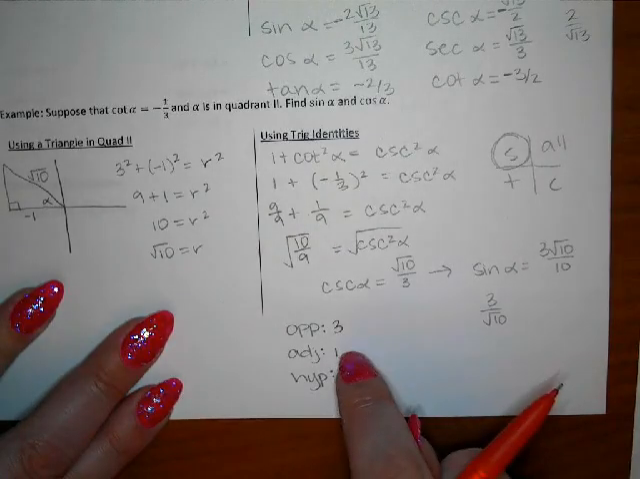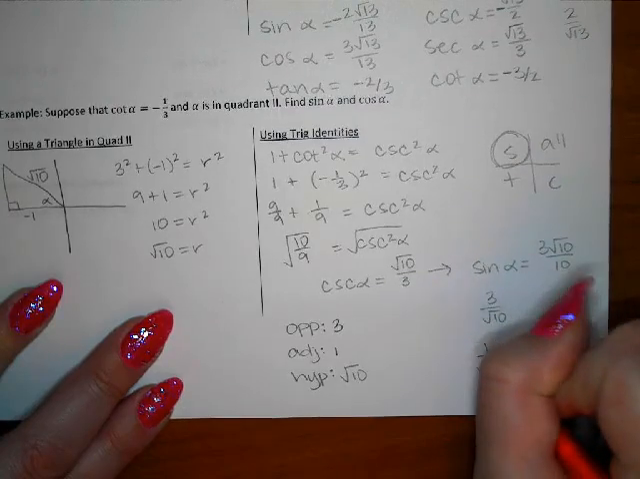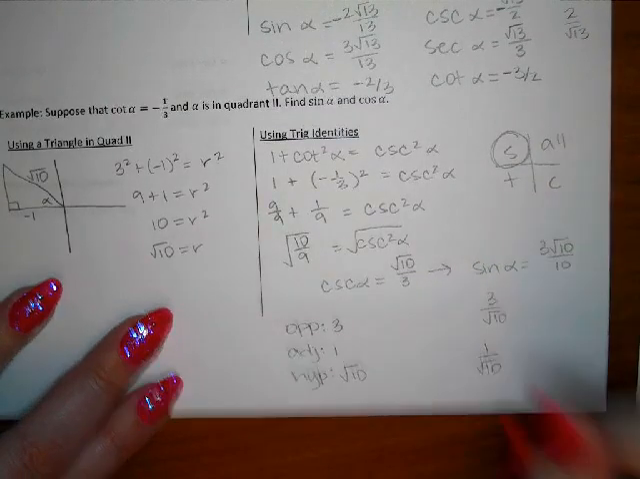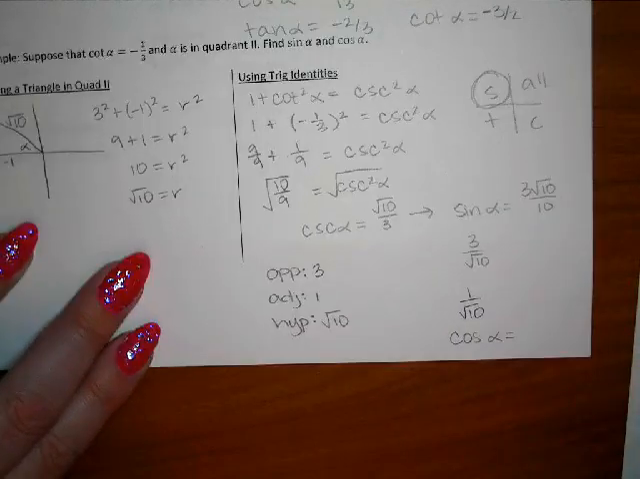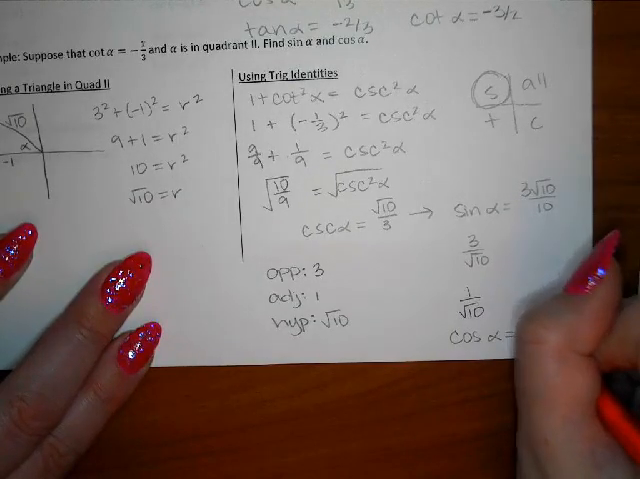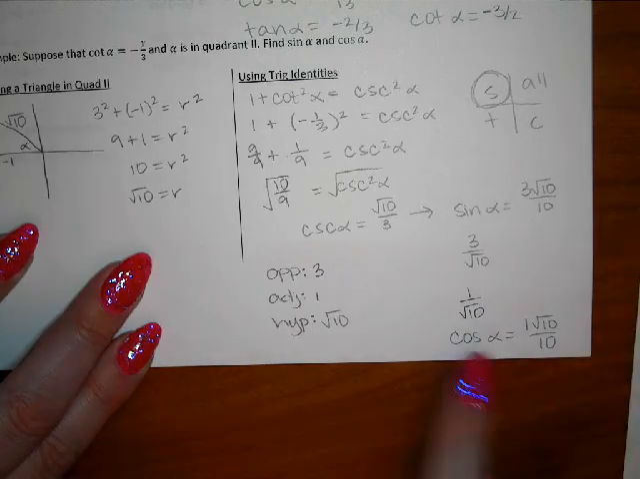And so cos alpha is 1 root 10 over 10. You don't have to put the 1. You can just write root 10 over 10. And if we're in quadrant 2, then cos has to be negative.